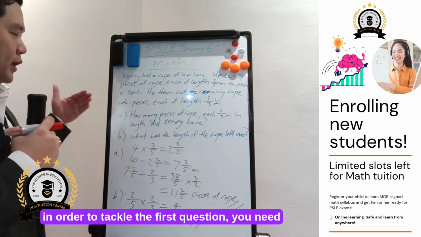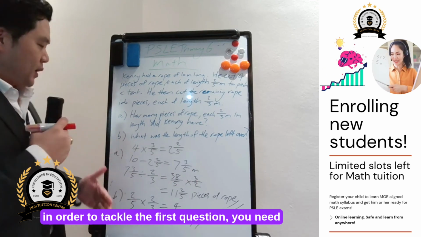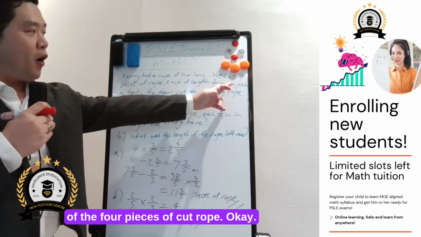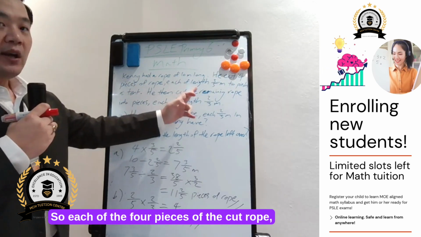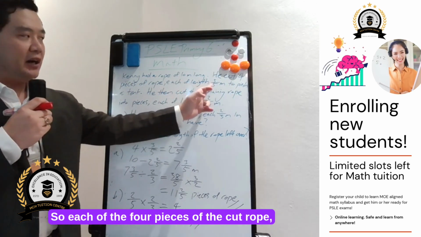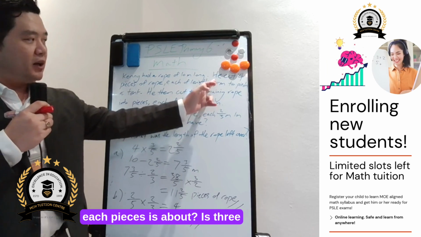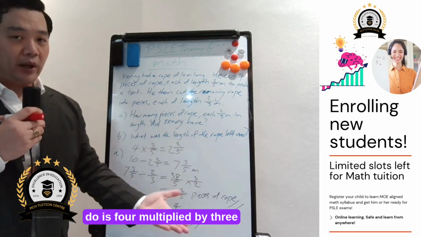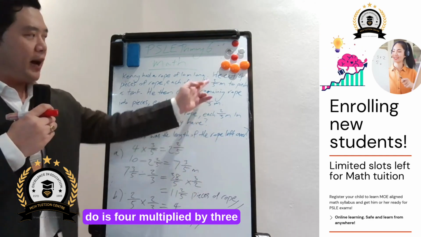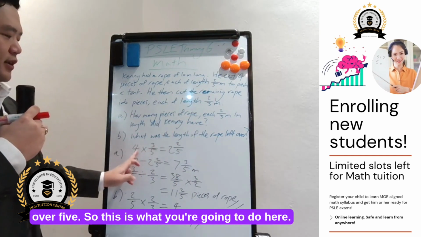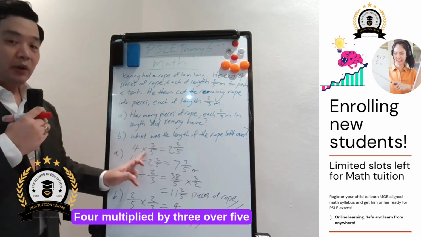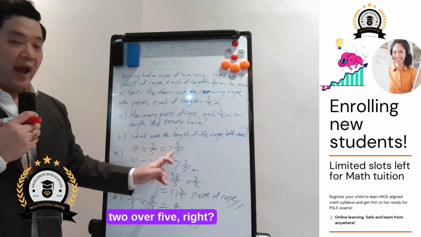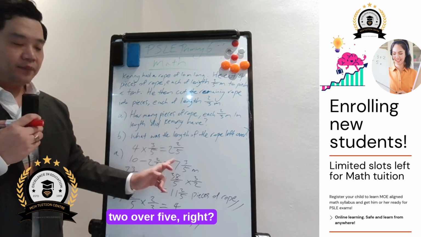Okay, so in order to tackle the first question, you need to find out what is the total length of the 4 pieces of cut rope. Each of the 4 pieces of the cut rope is 3/5 meters long. So what you have to do is 4 multiplied by 3/5. So this is what you're going to do here. 4 multiplied by 3/5 equals 2 and 2/5, right?